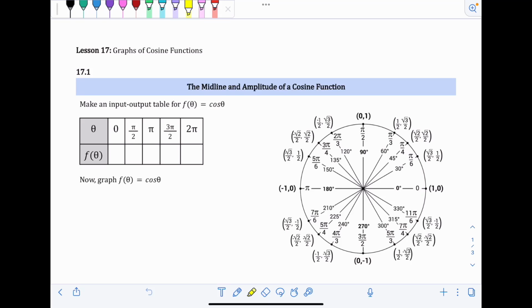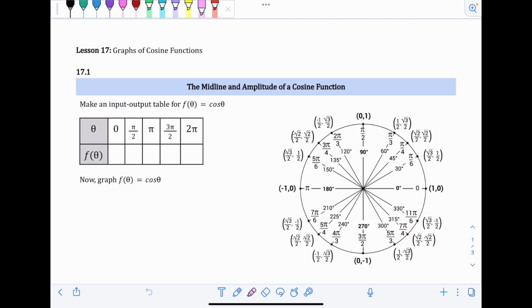Lesson 17 is called Graphs of Cosine Functions, and it's going to be really similar to Lesson 16, which was Graphs of Sine Functions. We're just going to have a different parent function since we're basing our graph off cosine rather than sine. So 17.1 is the midline and amplitude of a cosine function, and we're going to start by graphing the parent function from the unit circle.